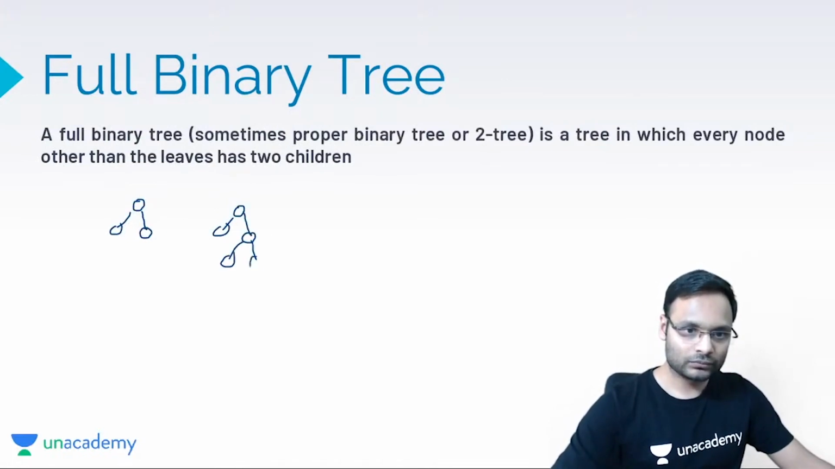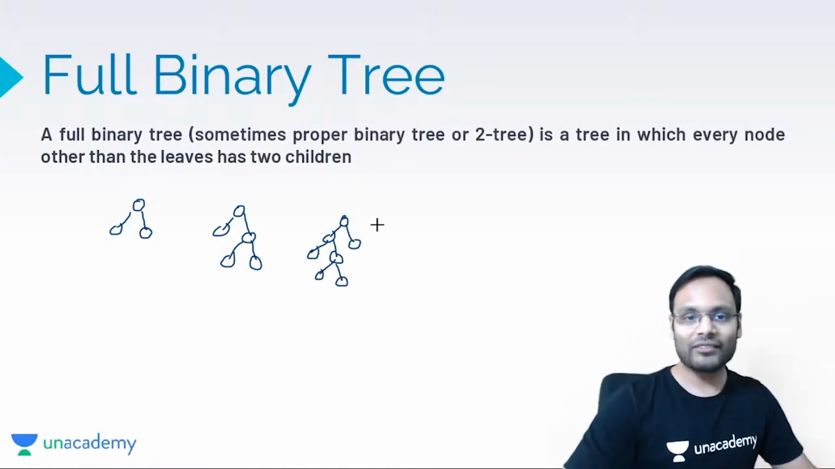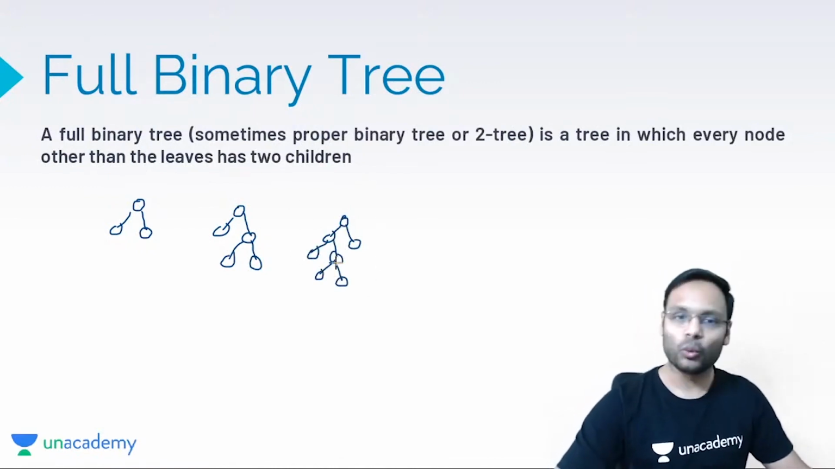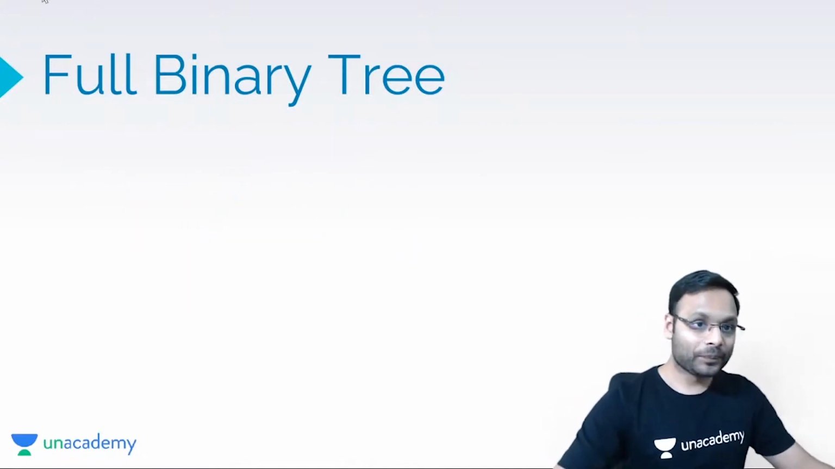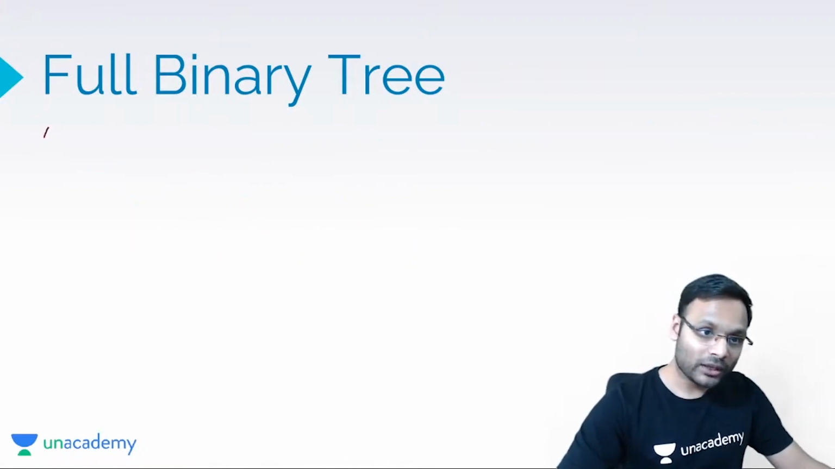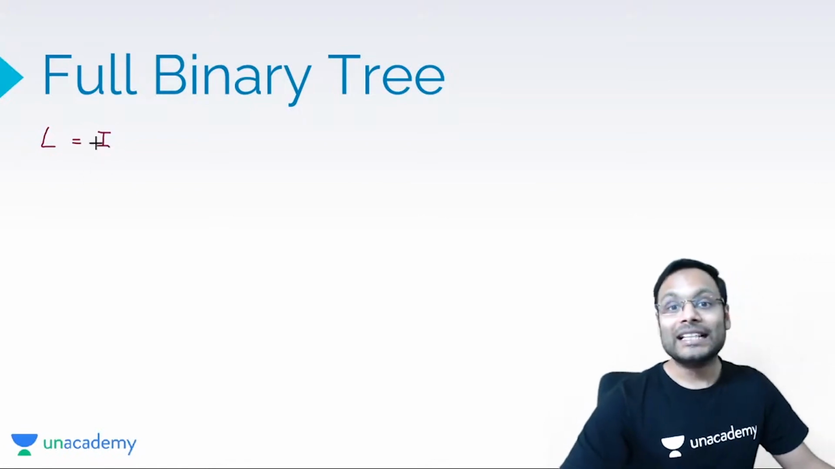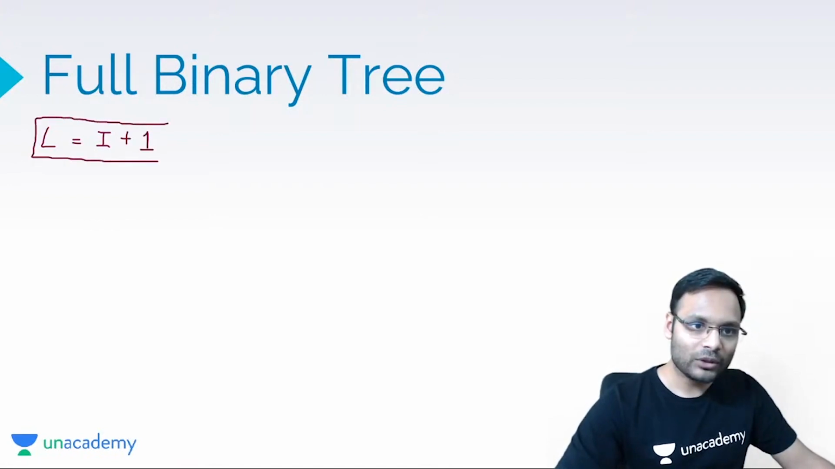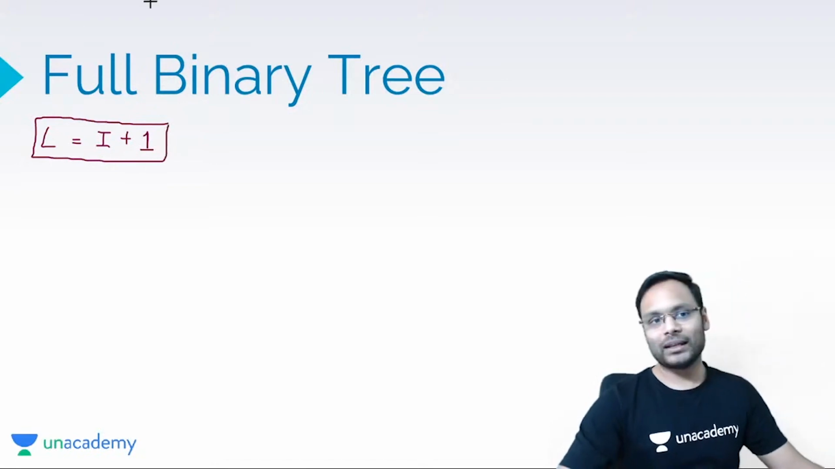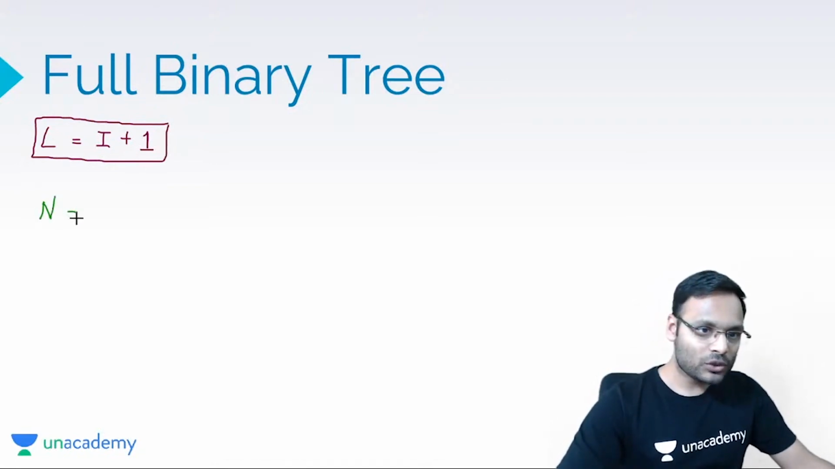All these nodes have 0 children or 2 children. Nothing else. So in this particular case, if you go for the handshaking lemma, I told you the total number of leaf nodes is equal to the total number of internal nodes with degree 2, or 2 children, plus 1. Now every internal node has 2 children, so the number of internal nodes plus 1 is equal to the leaf nodes in a full binary tree. We know that the total number of nodes is the total number of internal nodes plus the total number of leaf nodes.